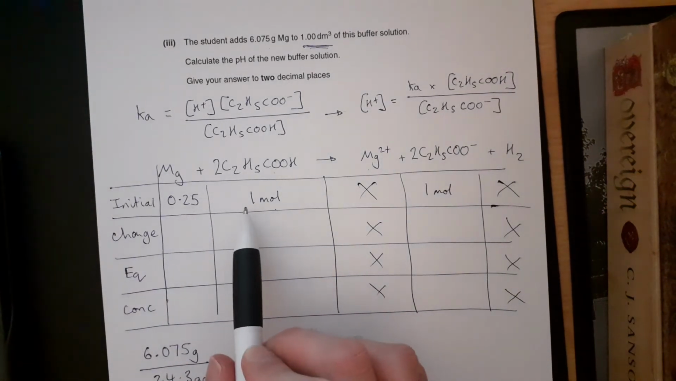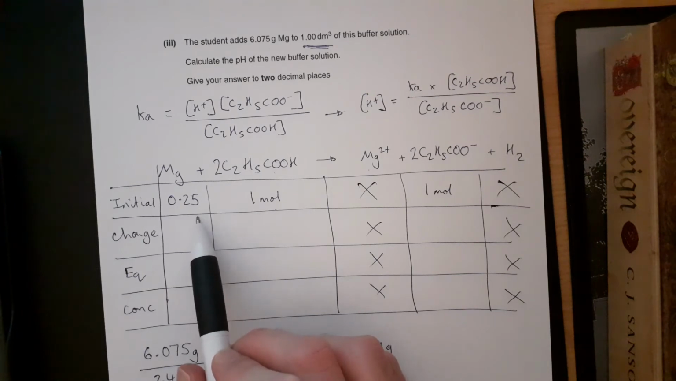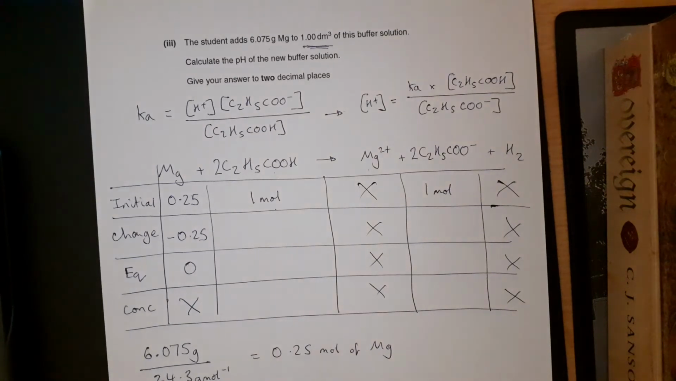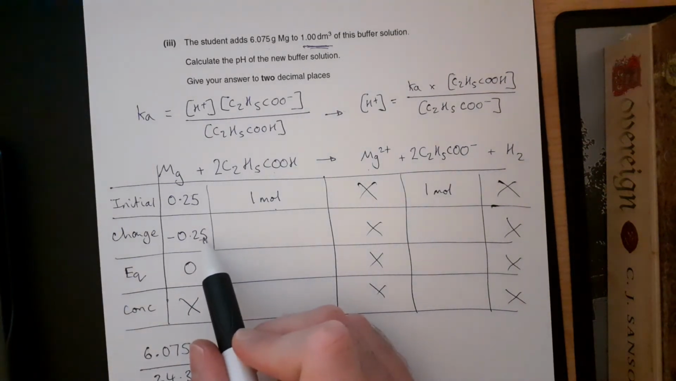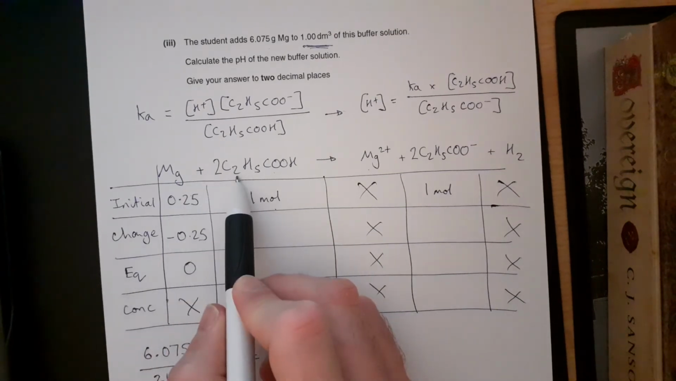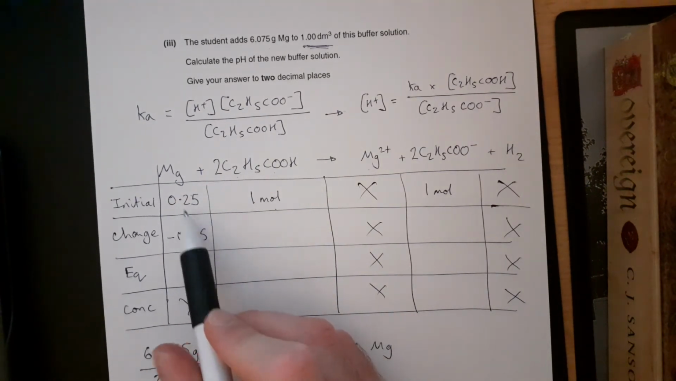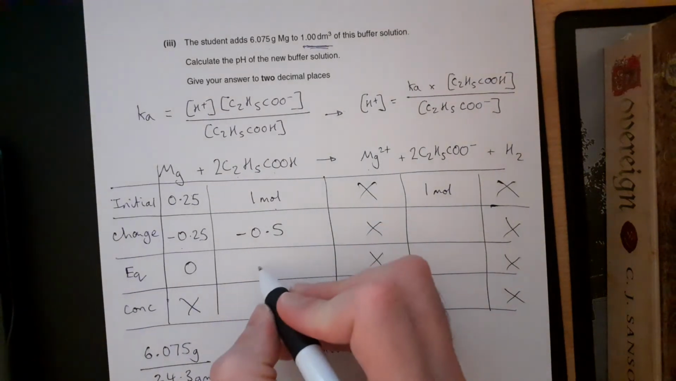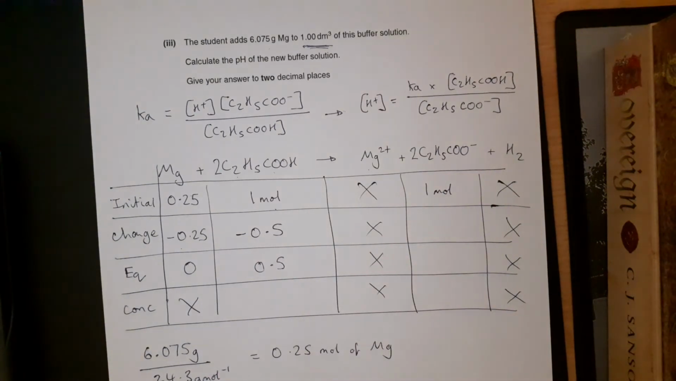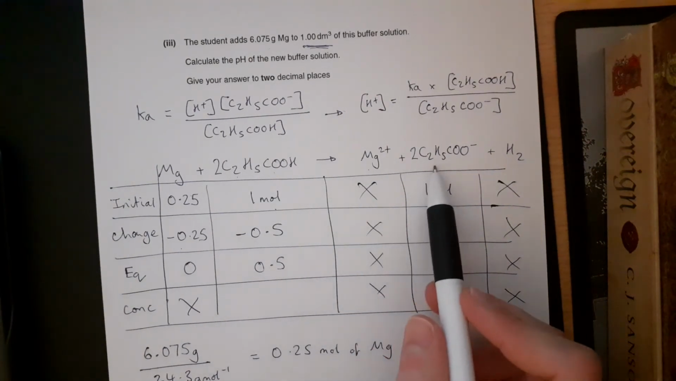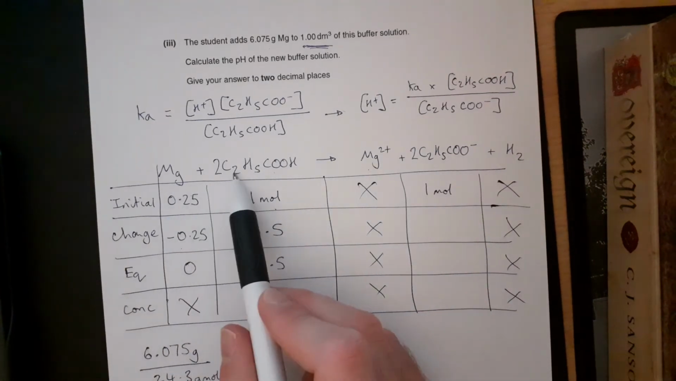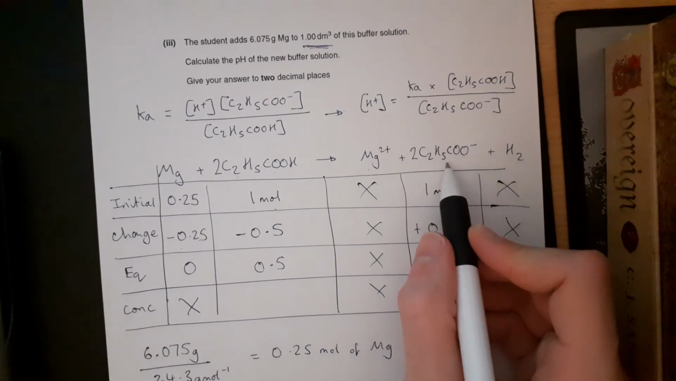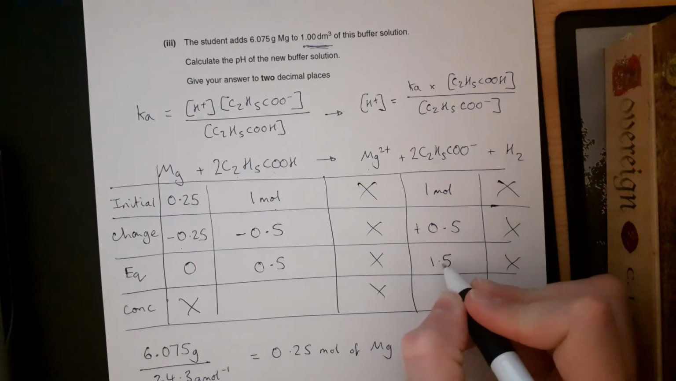So therefore, if these two react, okay, we've got an excess of the acid, so the magnesium is all going to go, and it's going to go down to 0, okay, which is what we want. We don't want that left. And so now we need to look at the ratio. It's a 1 to 2 ratio. So if we use up 0.25 moles of magnesium, we're going to use up 0.5 moles of the acid, and so we're going to be left with 0.5 moles. If we then look at the ethanoate ions, again, it's a 1 to 2 ratio. So I'm going to get plus 0.5 here because this is the product that's going to be formed. And so I'm going to end up with 1.5 moles.